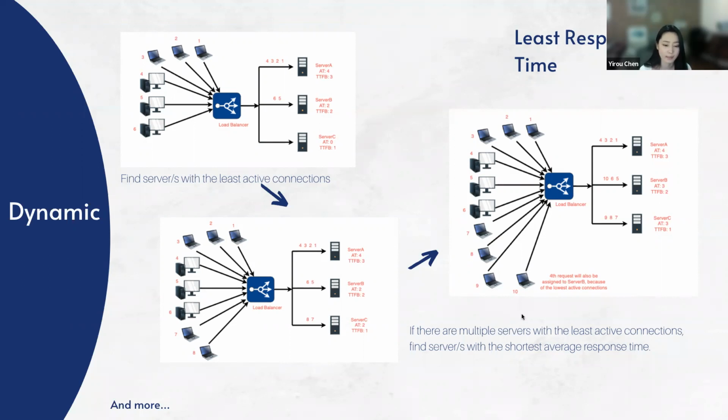In summary, least response time load balancing first finds the server with the least active connections. And if there are multiple servers with the same least active connections, the load balancer finds the server with the shortest average response time and directs the request there.